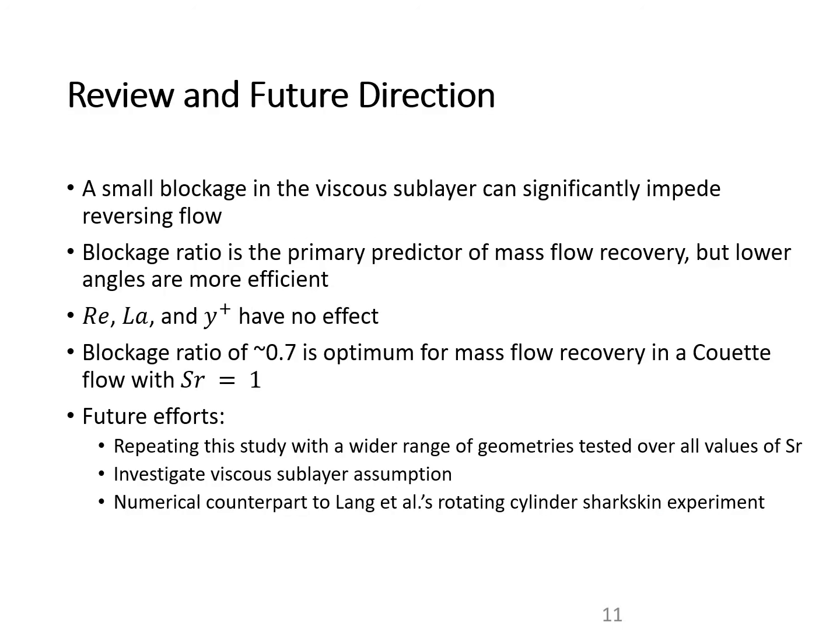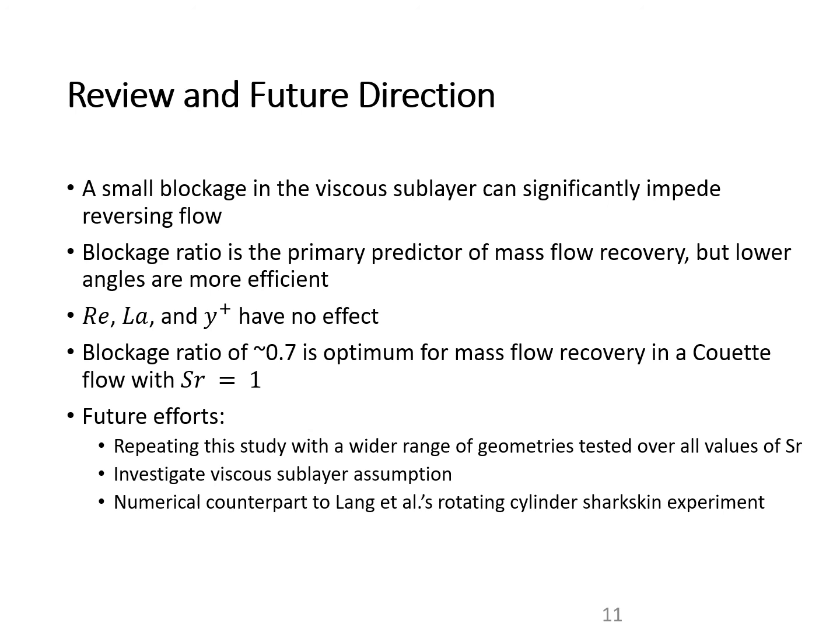In review, we found in this study that a small blockage in the viscous sublayer can significantly impede reversing flow. We found that blockage ratio is the primary predictor of that mass flow recovery, but we also found that for a given blockage ratio, lower angles are more efficient. An interesting conclusion was that Reynolds number, Lang number, and Y plus have no effect on any of the metrics we measured. And we also found that in this situation of a laminar Couette flow with a Strasser number of 1, a blockage ratio of around 0.7 is the optimum.